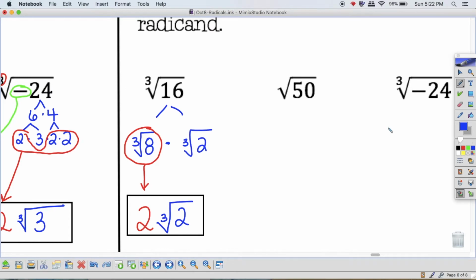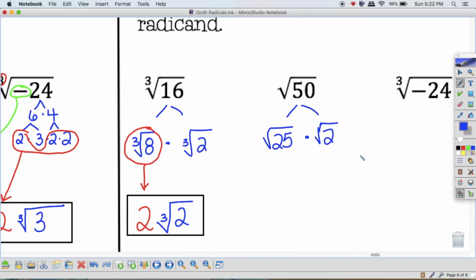Same thing with square root of 50. This time we're going to think about all of our perfect squares. You should know your perfect squares are 1, 4, 9, 16, 25. And I notice that 25 goes into 50. So I'm going to break this down as the square root of 25 times the square root of 2, because 25 times 2 is 50.